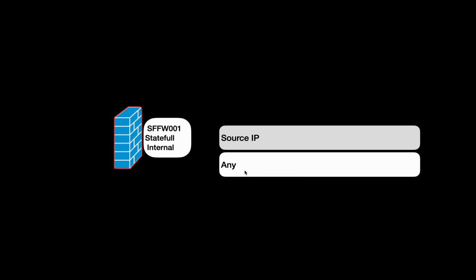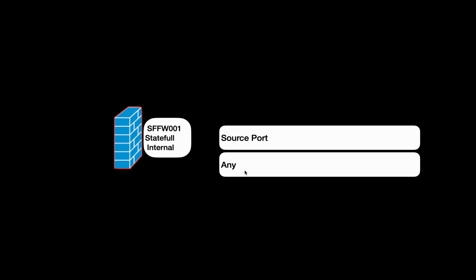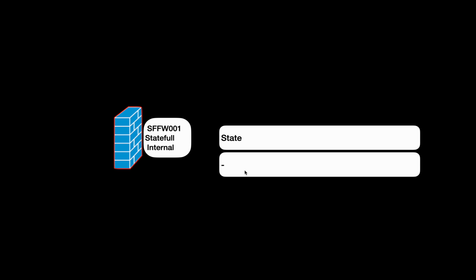The source IP should be any, so we're dropping any connection, destination IP any. We are not allowing any source port, any destination port. So here we're adding maximum security as a default drop, unless it goes through.